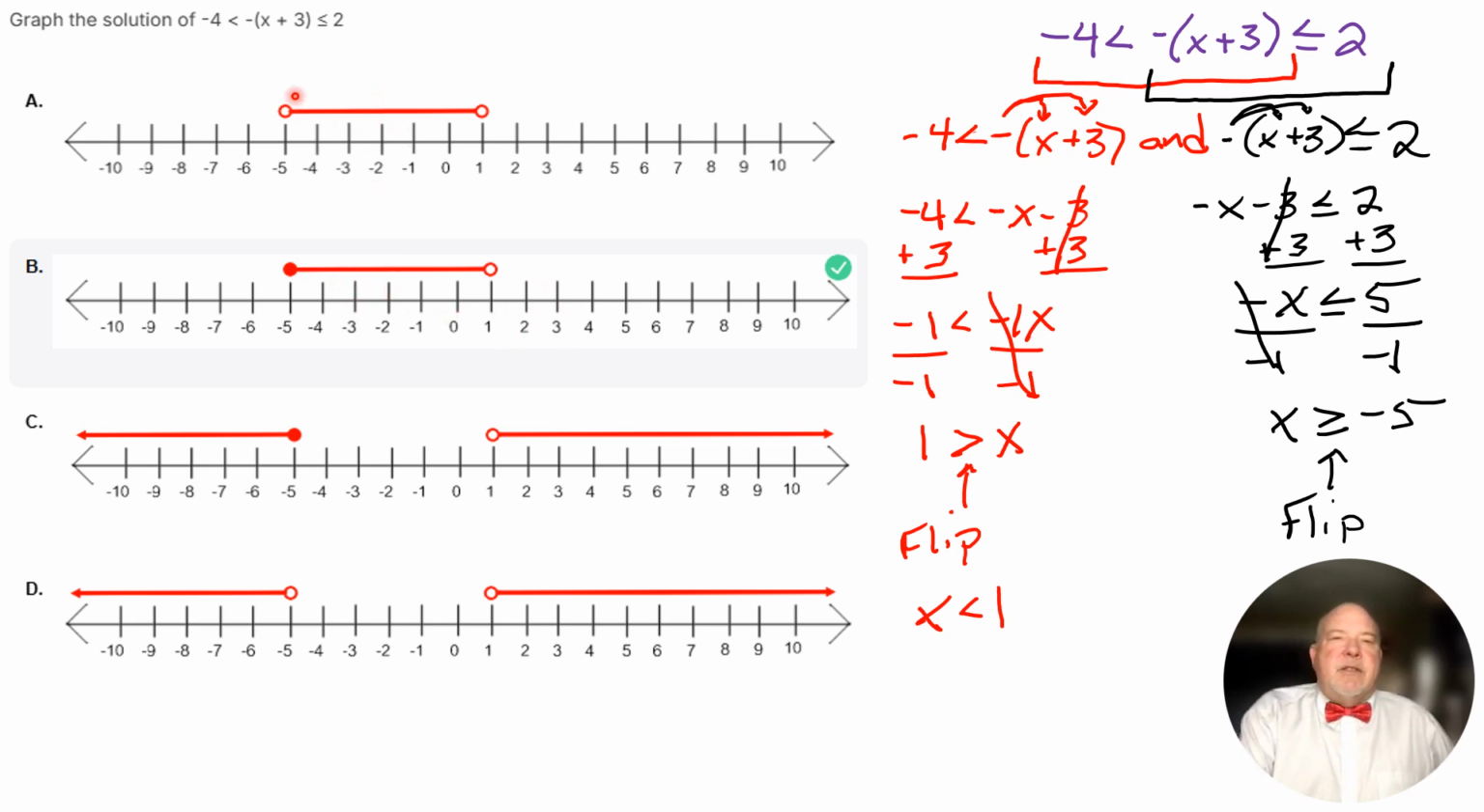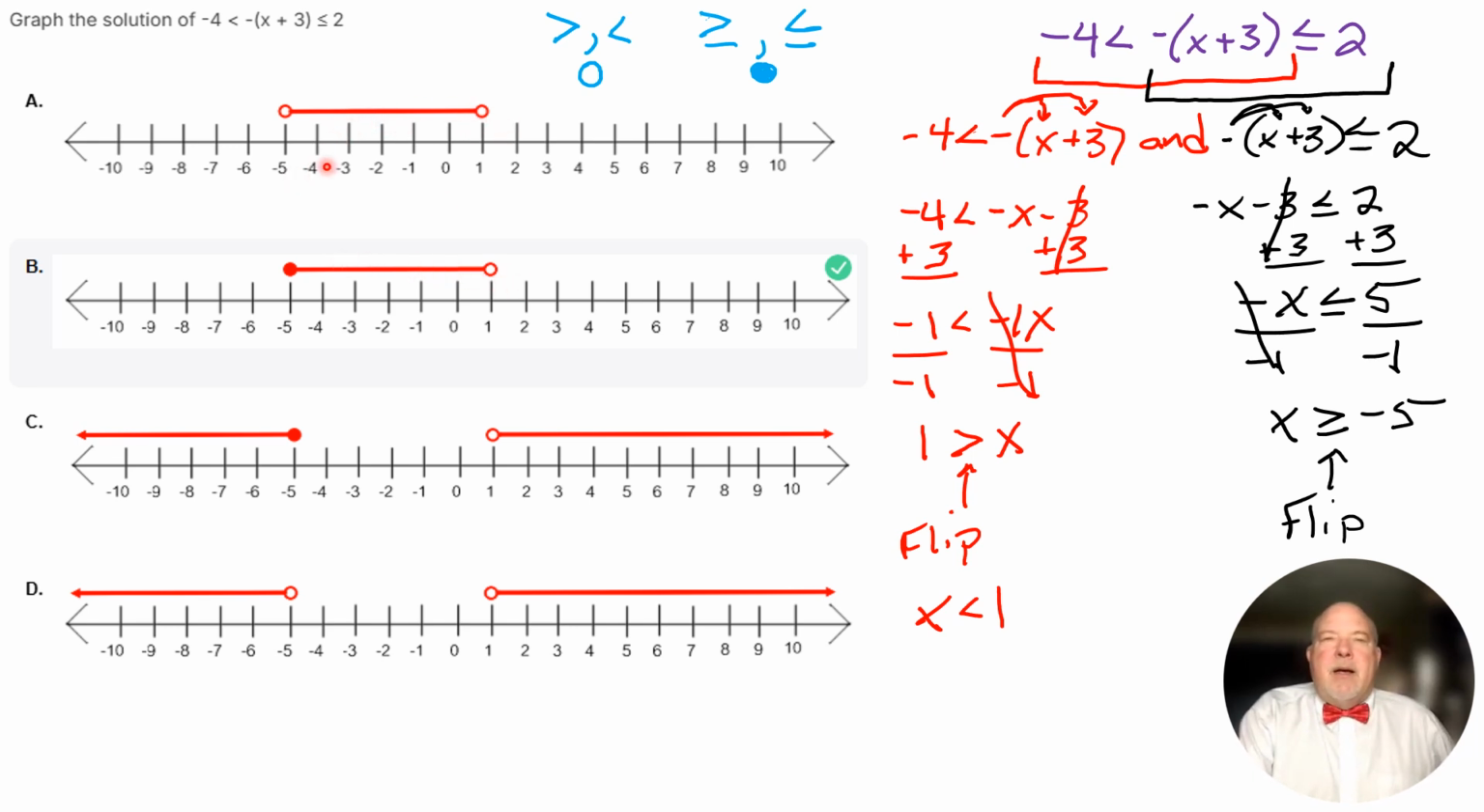Now, the other thing I have to mention is you see that you have these open circles and you have closed circles. So how do you know the difference? Well, if you have greater than or less than as your inequality, then that's an open circle. If you have greater than or equal to or less than or equal to, so it's got the line underneath it, then that's a solid or closed circle. So x less than 1 is going to be an open circle, and it's going to be shaded to the left. Both of these have that, and it's going to be shaded to the left, which both of these are.